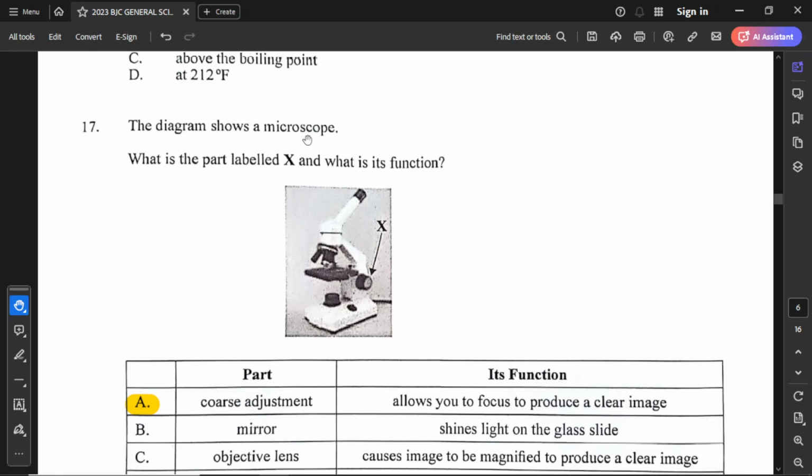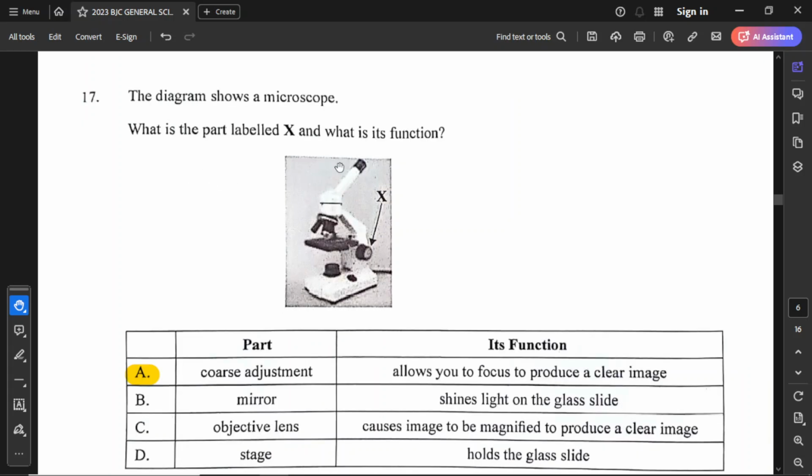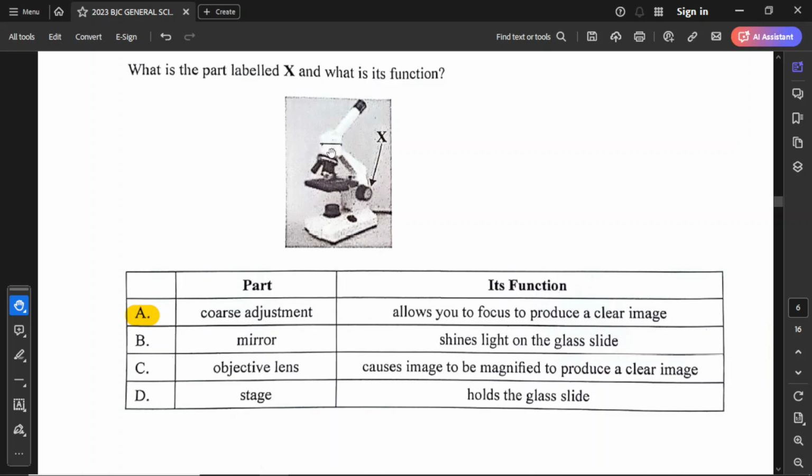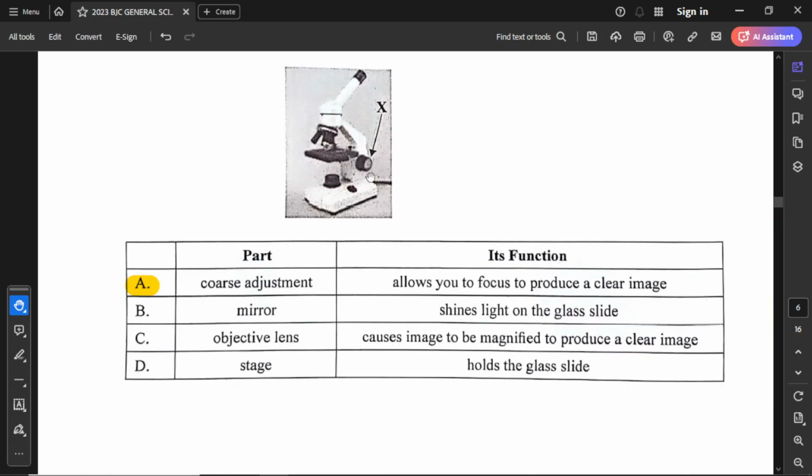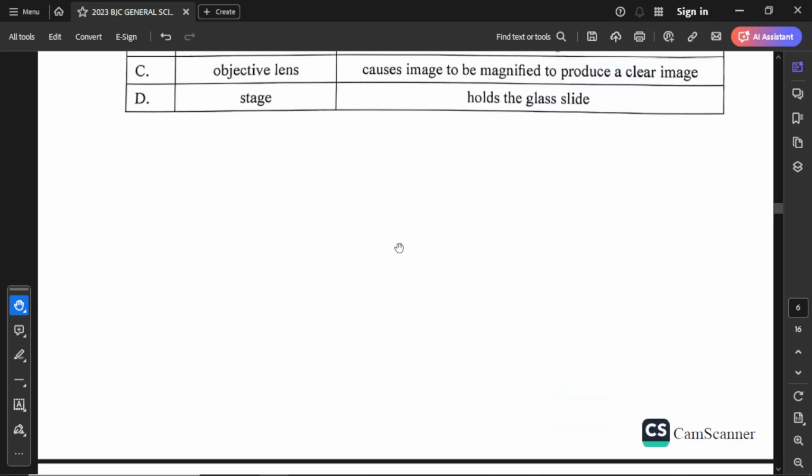17, the diagram shows a microscope. What is the part labeled X and what is its function? And that is a coarse adjustment knob, and it allows you to focus to produce a clearer image. All right, so that's the function of the coarse adjustment knob. So A is the correct answer.